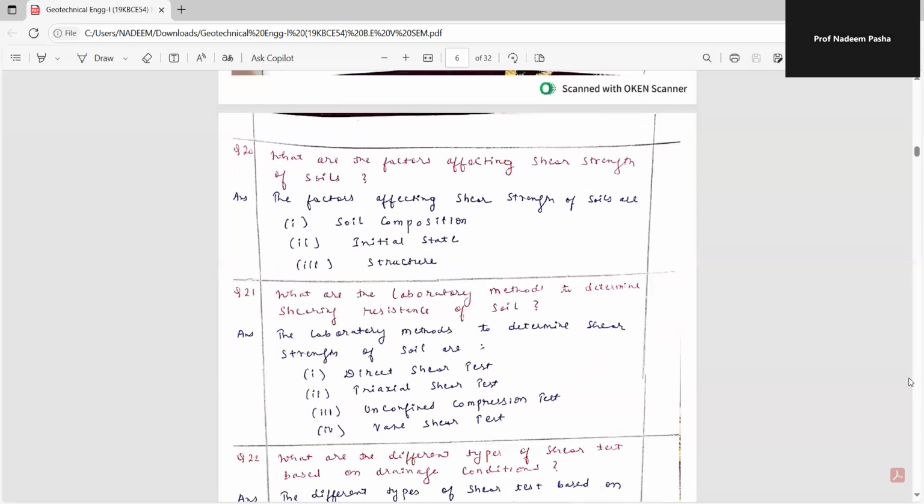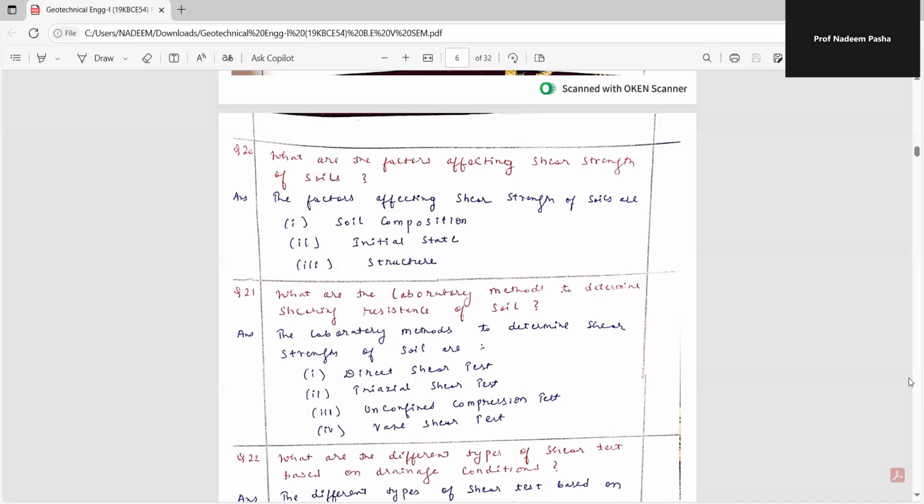So what are the factors affecting shear strength of soil? The factors affecting shear strength of soil are soil composition. कैसे है soil? That is important. Soil composition. Next, initial state. How is the initial state of the soil? Number three, structure. So three factors are there on which shear strength of soil depends: soil composition, initial state, and structure.